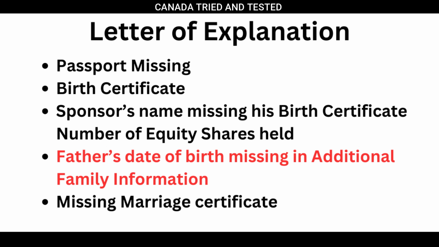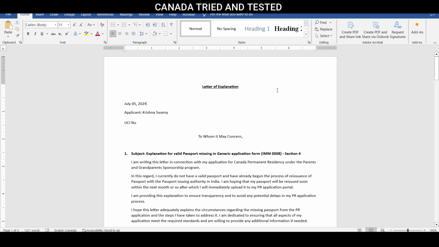And in today's video, I will show you how I covered the father's date of birth missing in additional family information. So I give a heading like letter of explanation. This makes it clear what this document is, then the date when it is made, and the primary applicant's name. If it is a secondary applicant, write secondary applicant and then the name. And if a UCI number is there, I always make sure to make an entry. If the UCI number is not there and it is getting uploaded with the application, I just leave it blank.